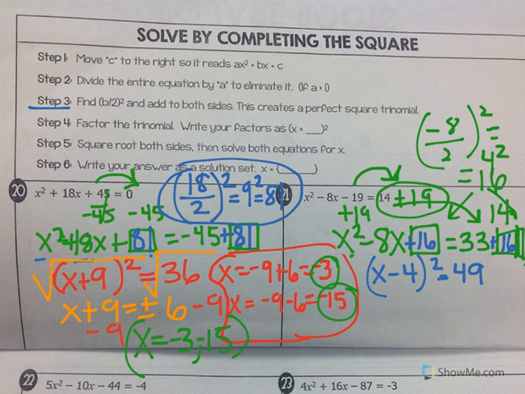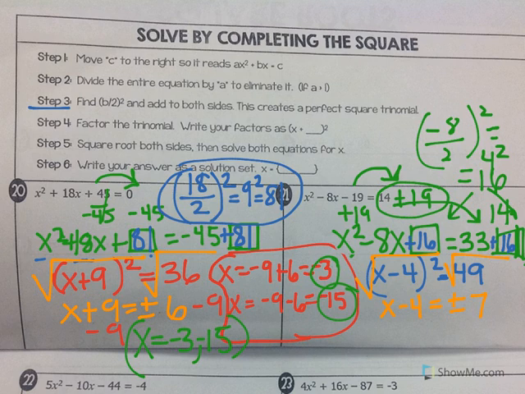Okay, once you are done, you're going to take step 4. So that's what we did. Step 4 is you're going to factor the trinomial and write your factors as x, and then squared. Step 5 says take the square roots of both sides. So we have to square root both sides. When you square root the left side, you're going to be left with x minus 4. And then you square root the right side, you have plus or minus 7, because the square root of 49 is plus or minus 7.